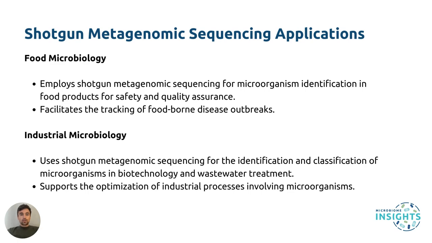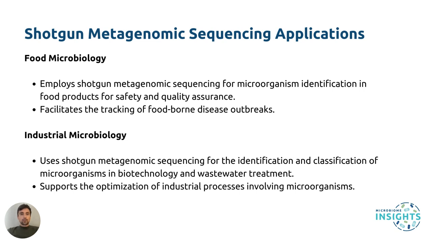Shotgun sequencing is also used in food microbiology. It is used to identify microorganisms in food products, ensuring safety and quality control. For example, it plays a key role in tracking foodborne disease outbreaks, such as those from E. coli or salmonella contamination in food processing plants.